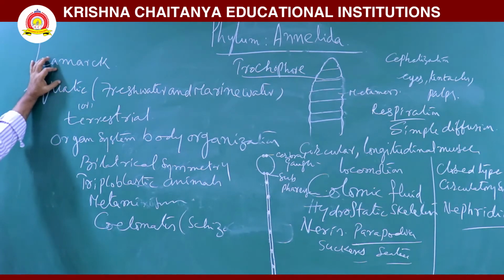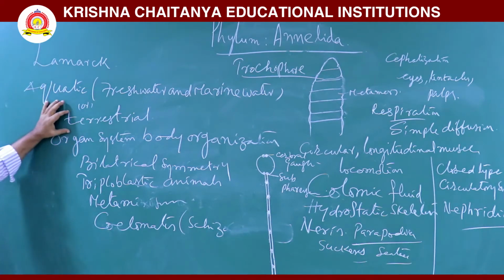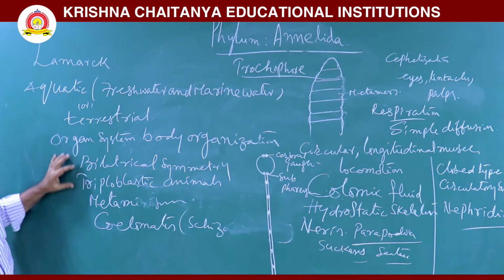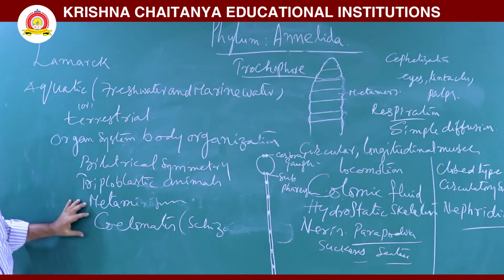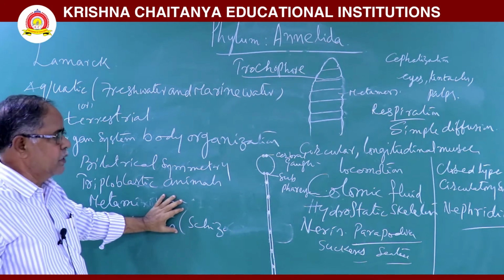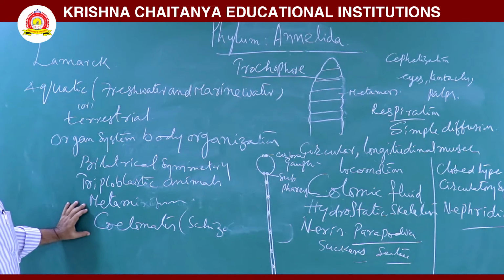The name Annelida was coined by Lamarck. They are aquatic or terrestrial animals. They show organ system body organization. They have bilateral symmetry and are triploblastic animals. They show metamerism. They are coelomates. They are the first coelomate animals.